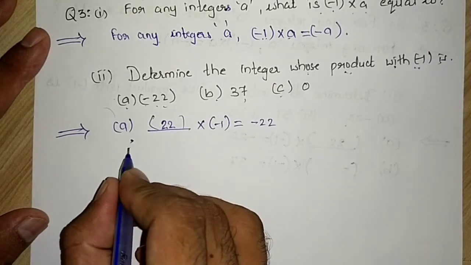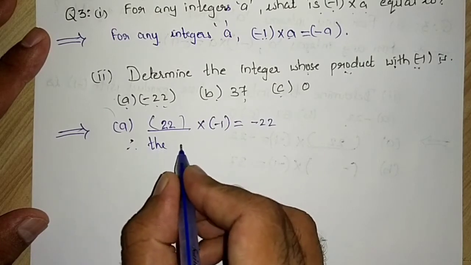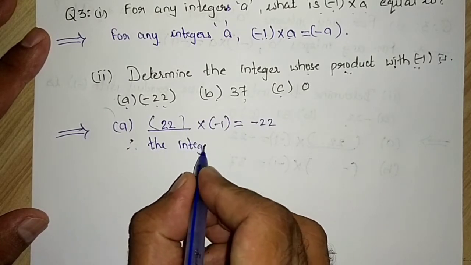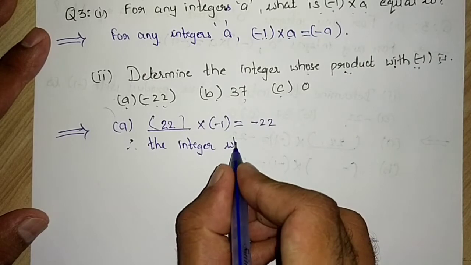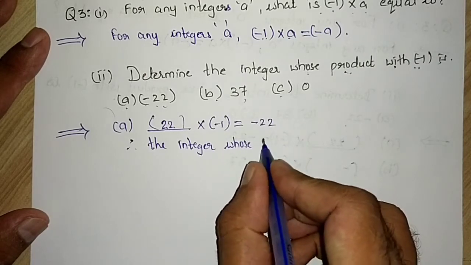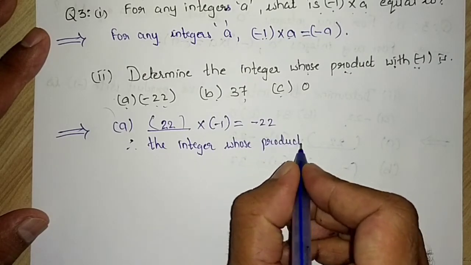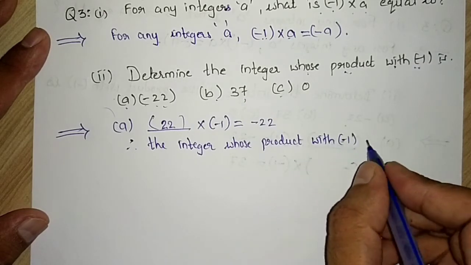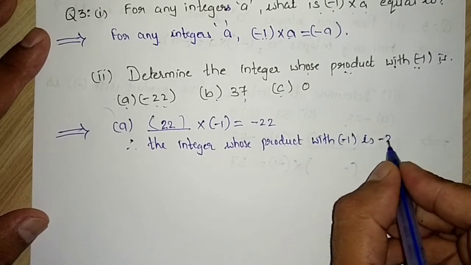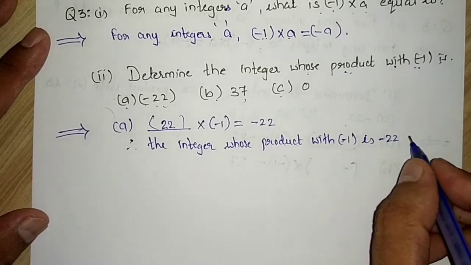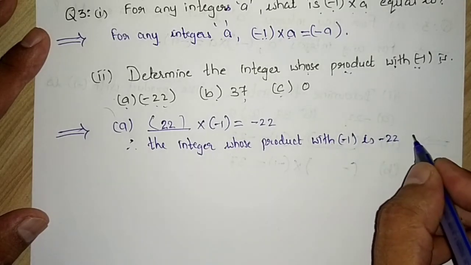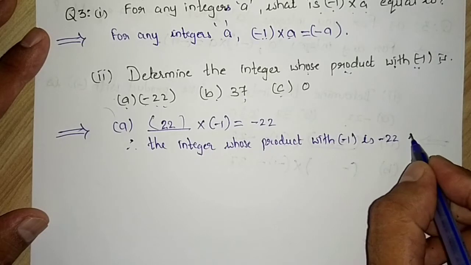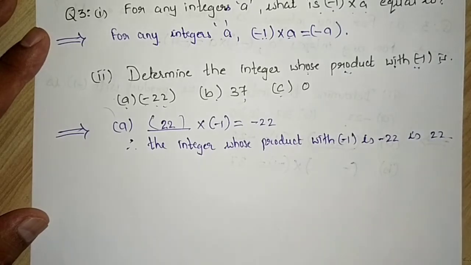So I will write, therefore the integer whose product with minus 1 is minus 22 is 22.